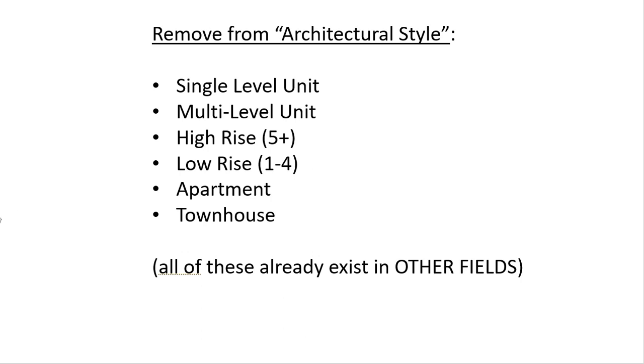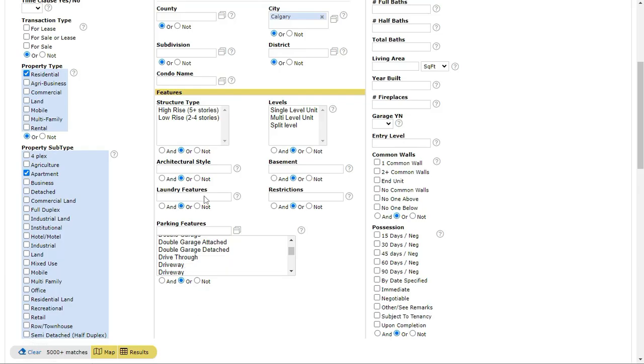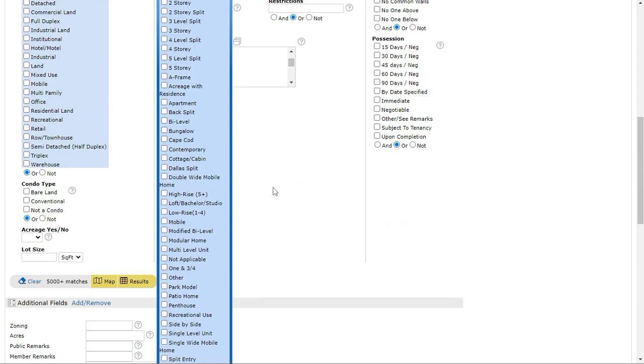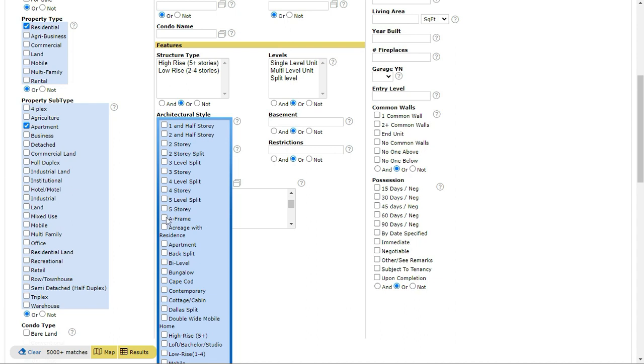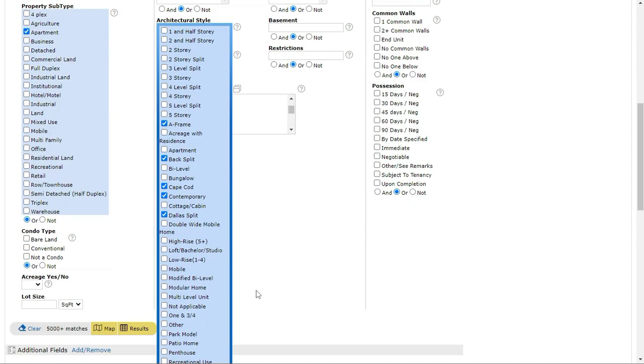And indeed, there are a few things in the architectural style field that are serving that purpose. Let's take a quick look at them here. There's A-frame, okay, back split, Cape Cod, contemporary is a good one, Dallas split. This sort of thing further describes the property. This is actual architecture, so that's what the field is supposed to be used for. Problem is, there's just not a whole lot of this stuff in the field.